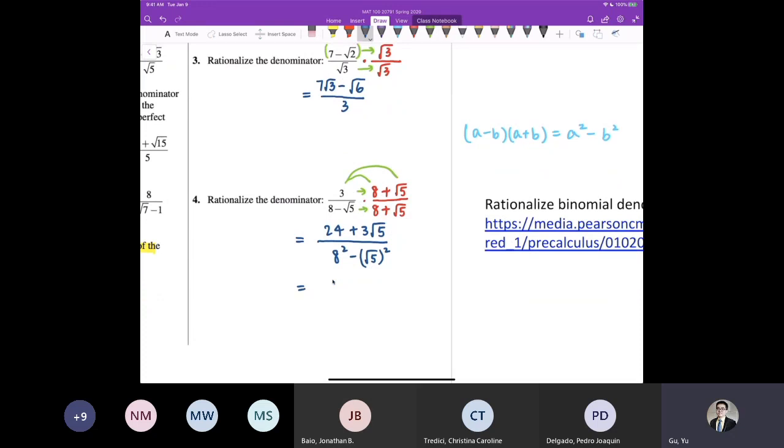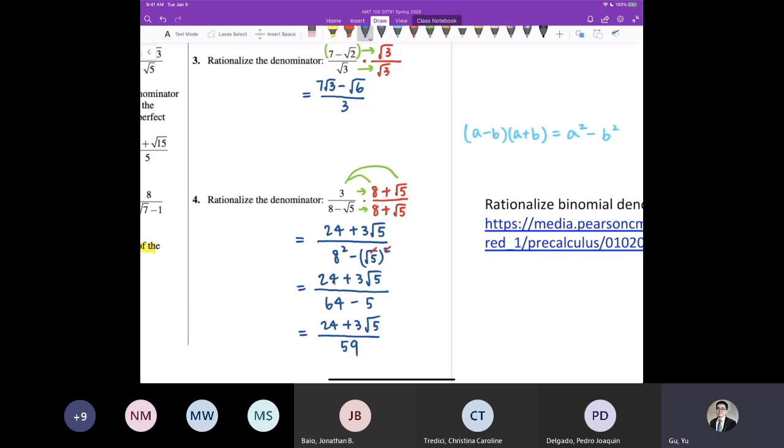The numerator we cannot simplify because they are unlike terms, so you just copy. Denominator, 8 squared, that's 64, minus radical 5 squared. You cross out the radical and the square, that simply becomes 5. 64 minus 5, that is 59. And numerator, again, we cannot simplify this, you just copy. But as you can see, we successfully rationalized this rational expression. There's no radical left in the denominator.